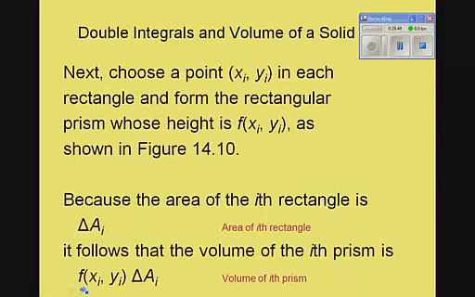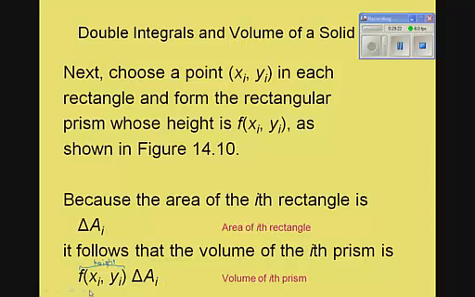So we showed you those pictures. Because the area of the ith rectangle is delta A_i, why do they put delta? Well, because the area is going to change, because we're going to be taking more rectangles and making them smaller. It follows that the volume of the ith prism is just what I did, right? Because this is the height, and this is the area, which was either 1 or 6 in my example.